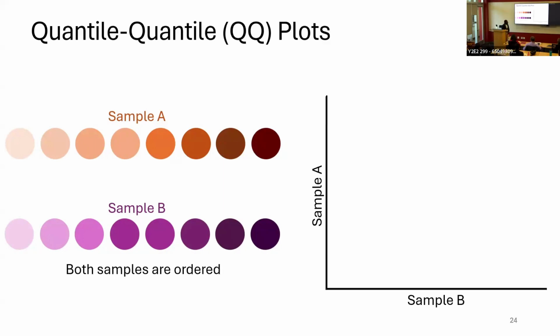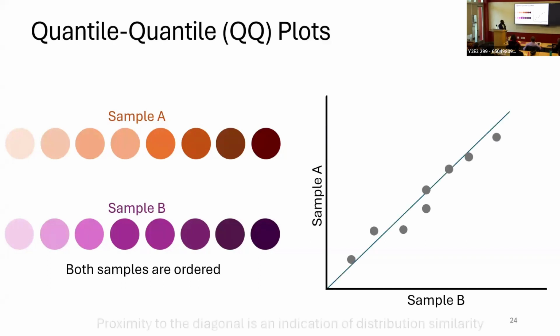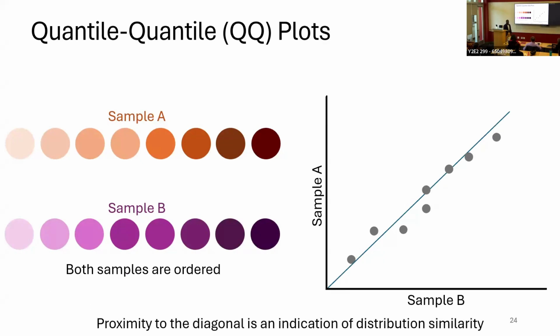And then you essentially have a dual axis where one axis is sample A and one axis is sample B. Then you start to plot the values against each other. Now, when you plot the values against each other, you can draw a line. What does this line tell you? It essentially tells you the distribution similarity. How close the points are to the line means how similar they are distributionally. This is a visual cue that's commonly used in statistics.